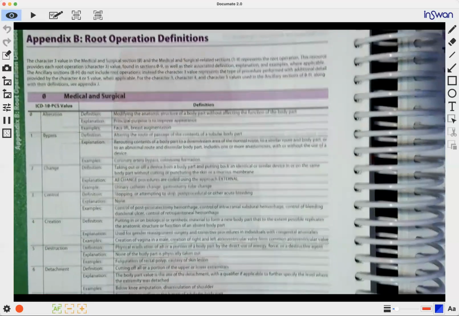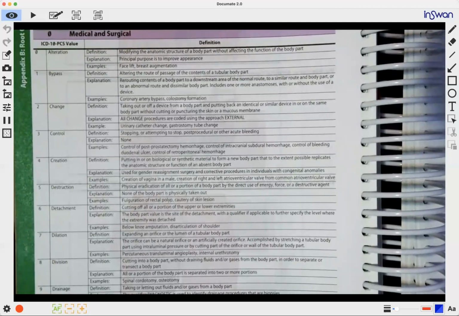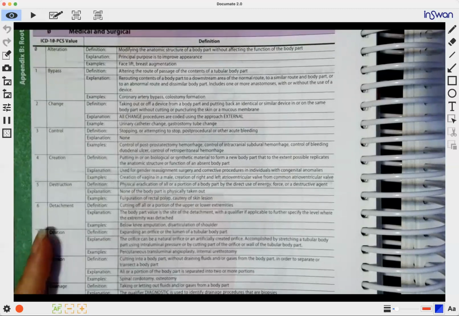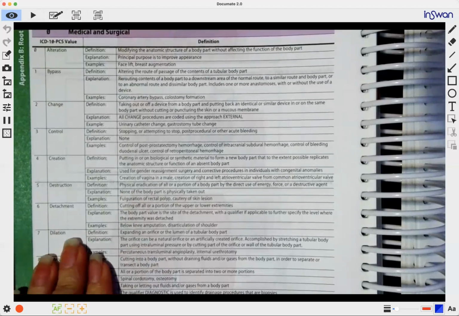The table here is very handy because it lays out each of the root operations along with the definition, a general explanation, and some examples. Understanding the root operations is really the backbone of ICD-10-PCS. That's usually going to be your starting point when you're trying to look something up in the alphabetic index. Often it's going to be with that root operation that you're starting with. So it's critical that you have a good understanding of these root operations.